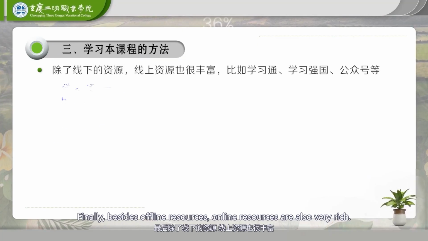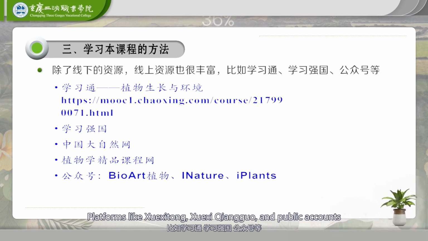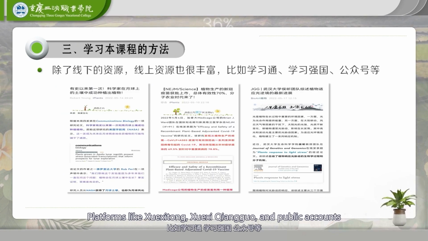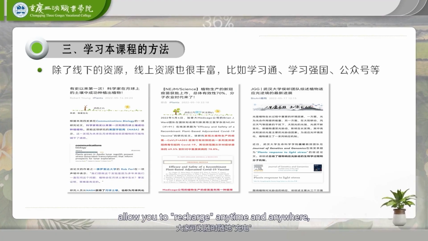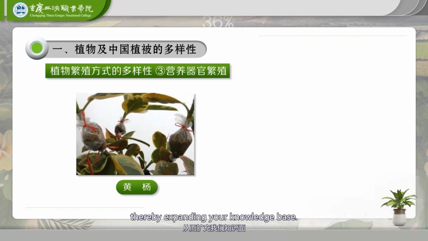Finally, besides offline resources, online resources are also very rich. Platforms like Xuexitang, Xueshi Qianghua, and public accounts allow you to recharge anytime and anywhere, keeping up with the latest developments, research, and trends in plants, thereby expanding your knowledge base.